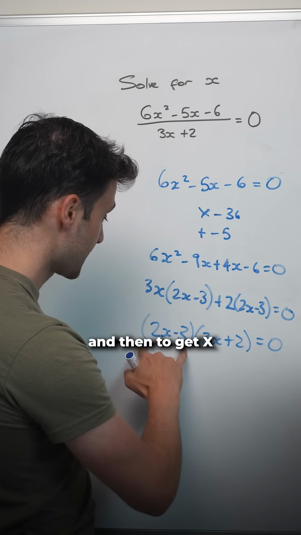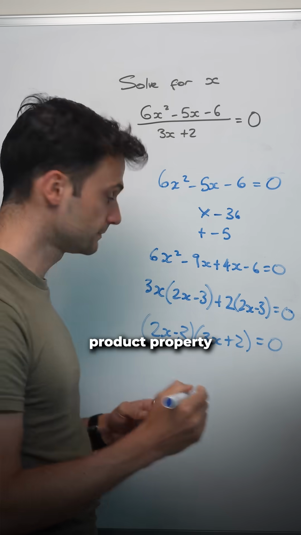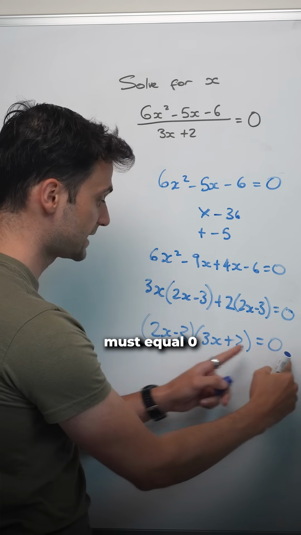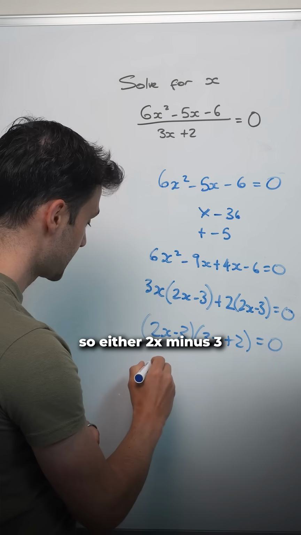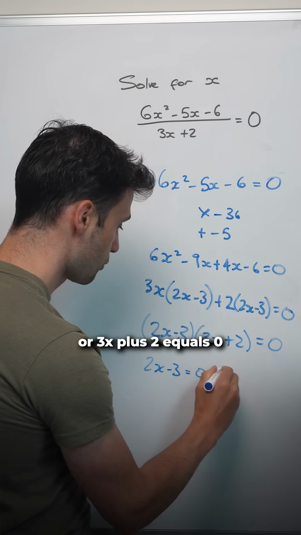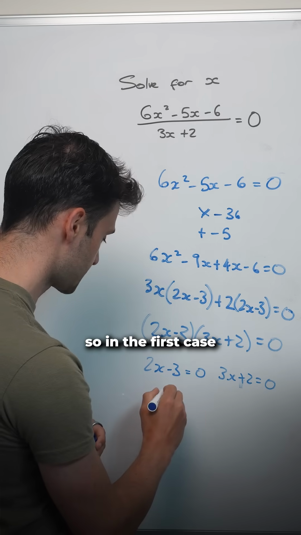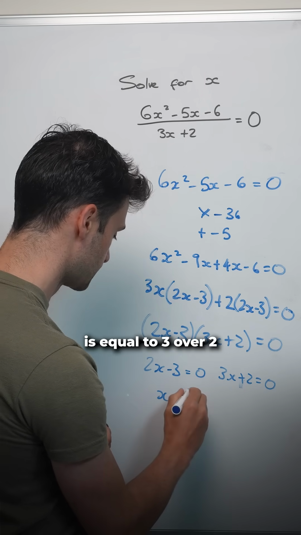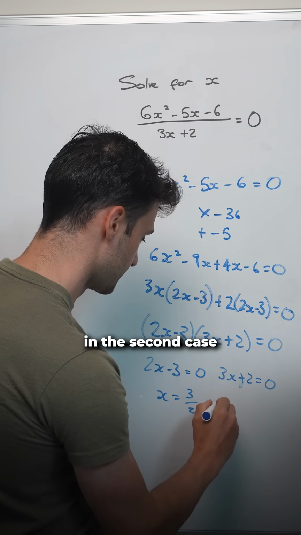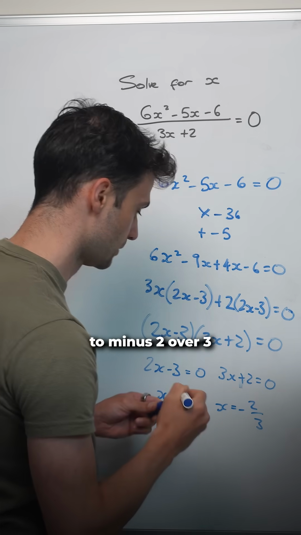And then to get x, we use our zero product property. We know that one of these two brackets must equal 0 for their product to be 0. So either 2x minus 3 equals 0 or 3x plus 2 equals 0. So in the first case, we get that x is equal to 3 over 2. In the second case, we get that x is equal to minus 2 over 3.